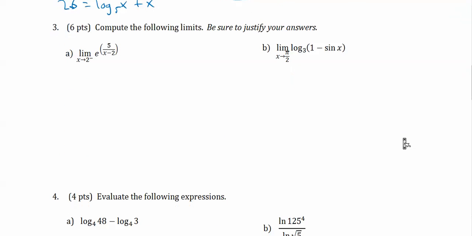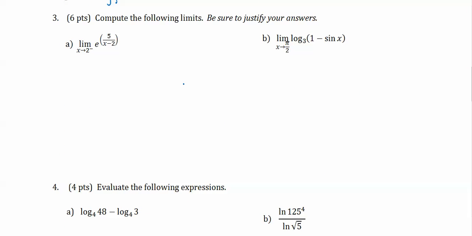All right. Number 3, compute some limits. Justify your answers. So first of all, we want to say as x goes to 2 from the left, we got to build this thing up from the inside out. So first we'll say what happens to x minus 2, and then we'll say what happens to 5 over x minus 2, and then we'll say what happens to the whole function e to the 5 over x minus 2.